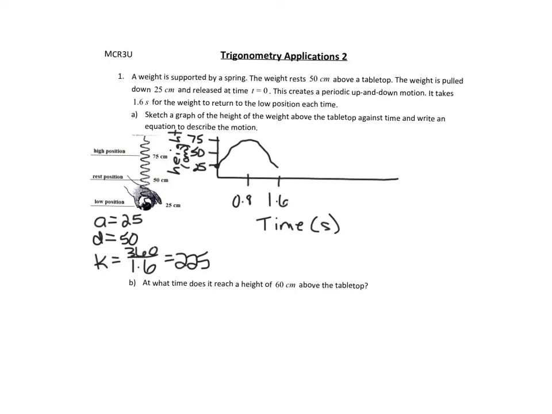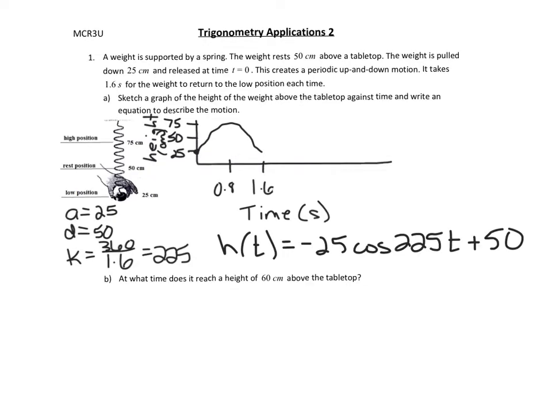They have not specified what equation they would like. Because we're starting at a minimum, that is a negative cosine curve. So it's easiest to write it as a negative cosine curve because then there is no phase shift, so we do not need a c value. So we will write our equation to describe the motion as a negative cosine curve. So our equation, height as a function of time, or h of t, is equal to negative 25 cosine of (5π/4)t plus 50.